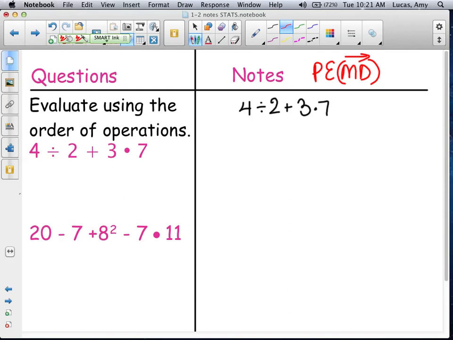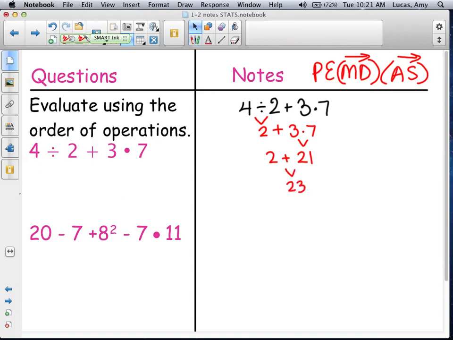The one on the left is division, so I have to do this operation first. 4 divided by 2 is 2. Bring down the rest of the problem. Then do your multiplication. 3 times 7 is 21. Then last but not least, you've got adding and subtracting from left to right. So I do my addition, and my final answer is 23.